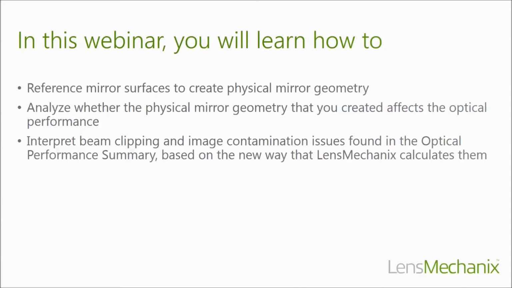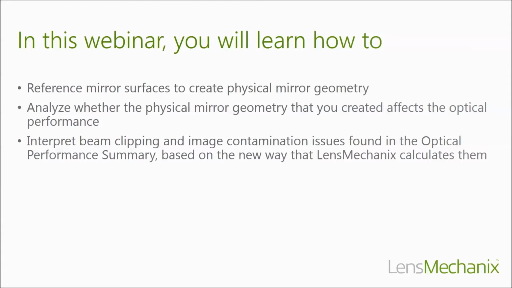When a mirror has been loaded with just a surface, you can copy that geometry, the shape of the mirror, to actually create a mechanical component that represents the optical surface. And then after that, you are going to analyze whether the physical mirror geometry that you've created affects the optical performance, and if it's the same as before when just the mirror surface was present.